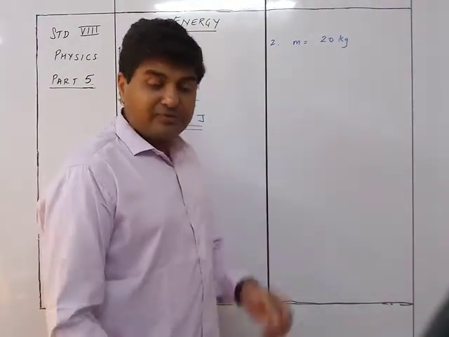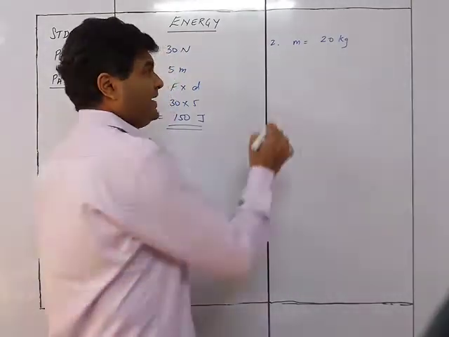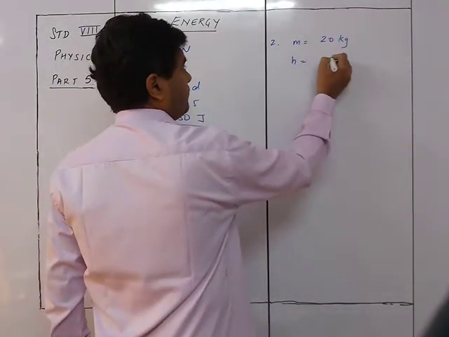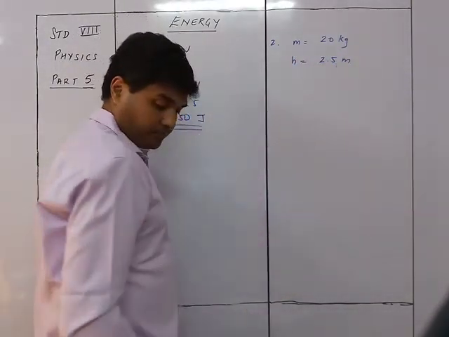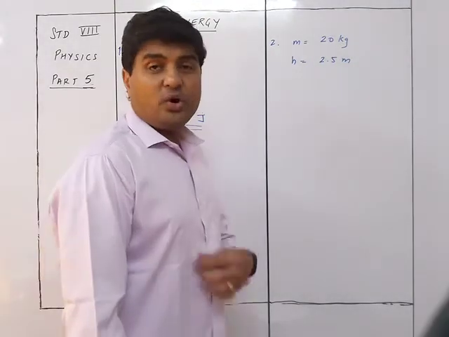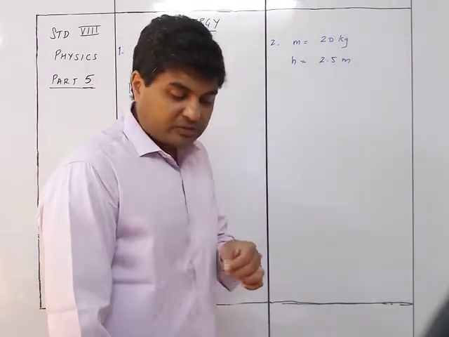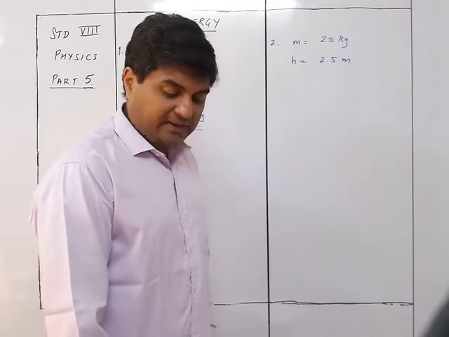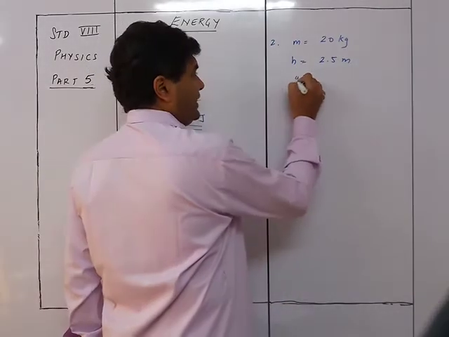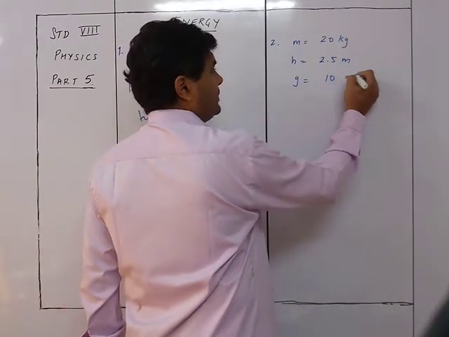Up to what height he lifts it? He lifts it to a height of 2.5 meters. So, h is equal to 2.5 meters. Now, we know that the force of gravity for 1 kg is 10 Newton. So, the value of g is equal to 10 Newton per kg.